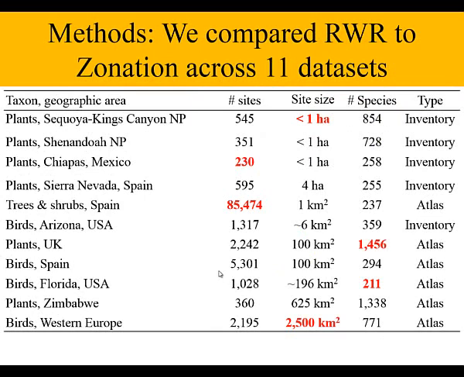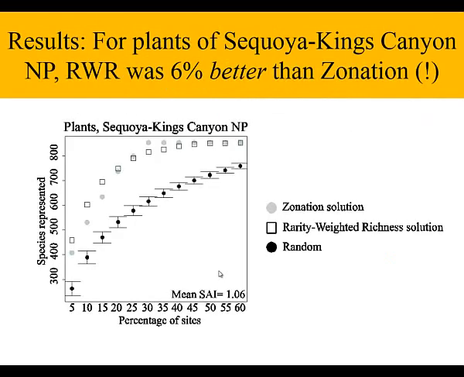Basically what we did is we took a whole bunch of data sets, 11 of them here, there they are, and we tested them against, we said, well, if I just select the sites in terms of RWR, how well do I do compared to using zonation, this sophisticated algorithm? And I found, oh, I do great. In fact, I often do better than zonation. So, I'm sorry, the gray doesn't show up well. That's the zonation solution. So at some of these low percentages of the landscape, RWR actually does better.